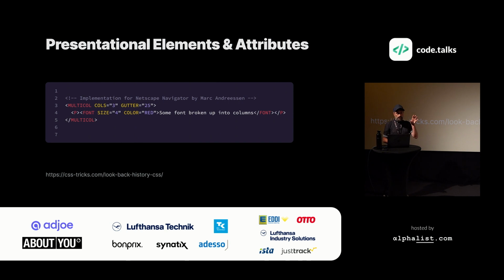But back in those days, when CSS did not exist, one emerging approach was to use presentational HTML elements and attributes. As you can see here, we have an element that's just there for the purpose of styling your document. We have a multicol element with the attributes cols and gutter. And inside our p tag, we have a font element with size and color attributes. So that was one way.